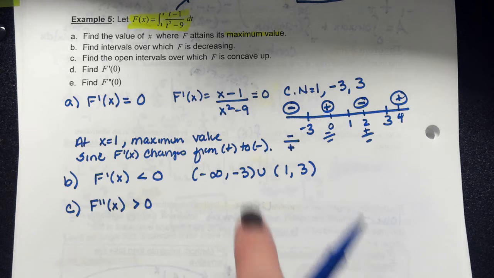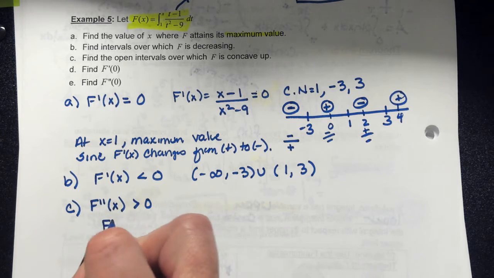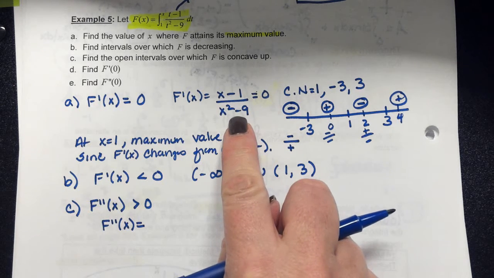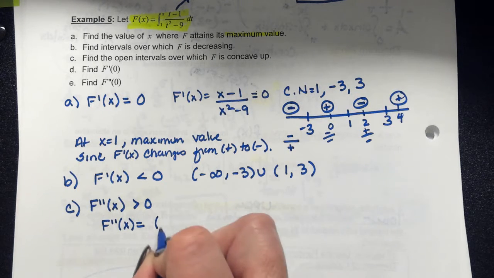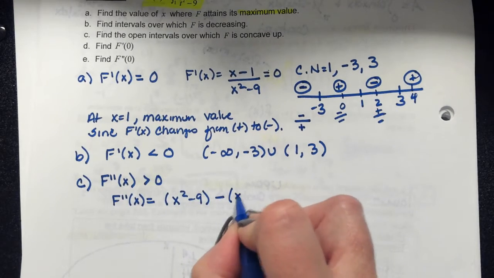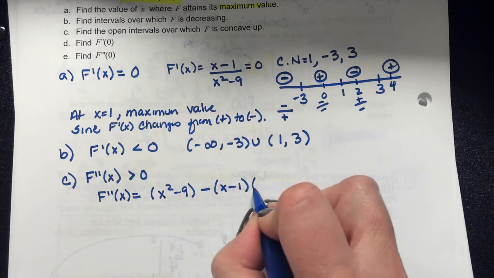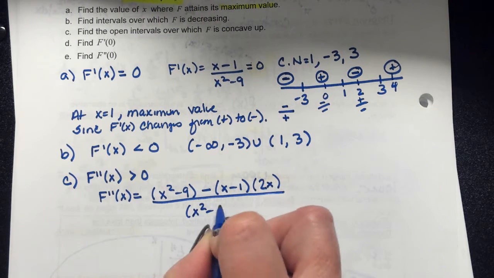So unfortunately, what am I going to have to do? I'm going to have to use what rule in order to take this derivative? I'm going to have to use my quotient rule. So remember, f double prime of x. I am going to have to take the derivative of (x minus 1) over (x squared minus 9). What's the derivative of the numerator? The derivative of the numerator is 1 times the denominator, which is x squared minus 9, minus the numerator. And then what's the derivative of the denominator? The derivative of x squared minus 9 is 2x, all over my denominator squared.